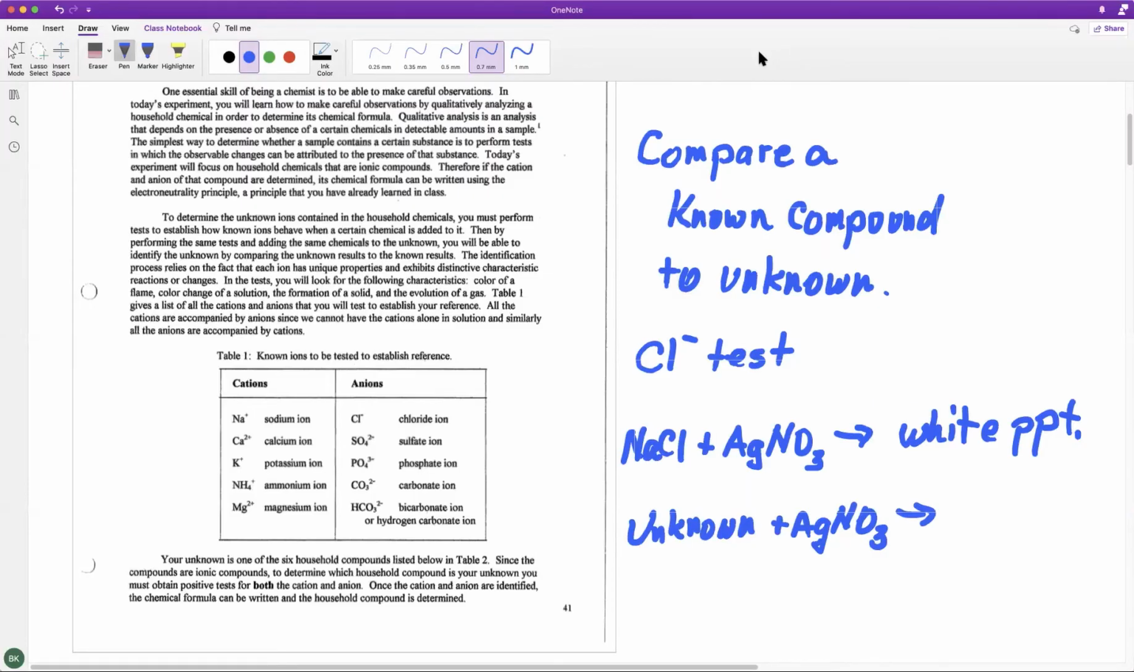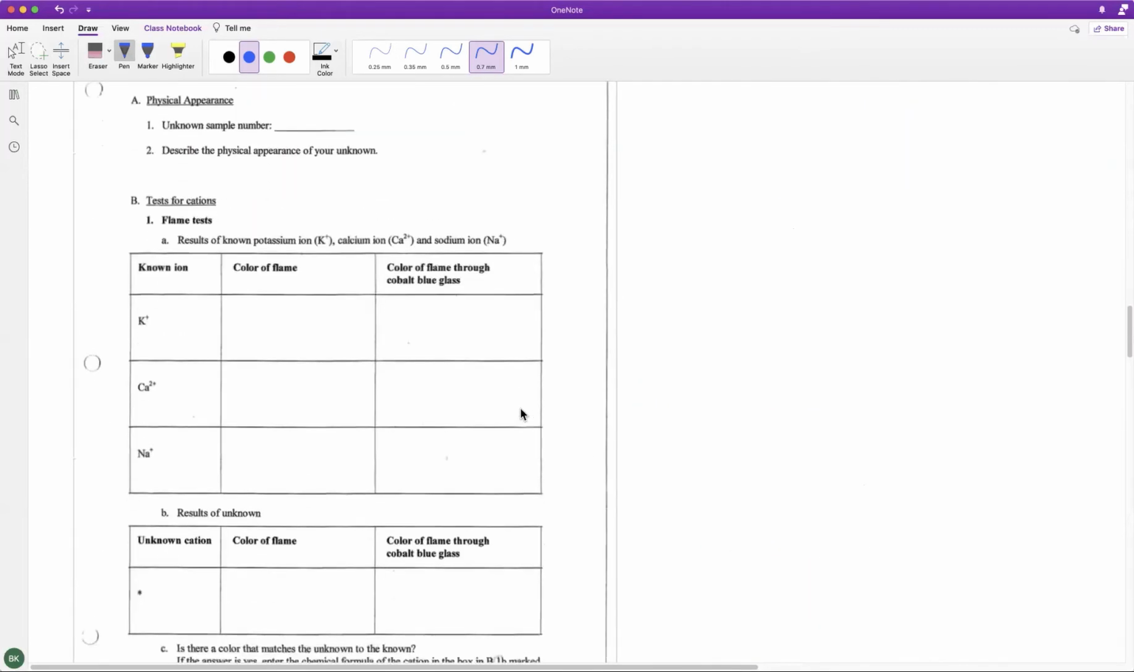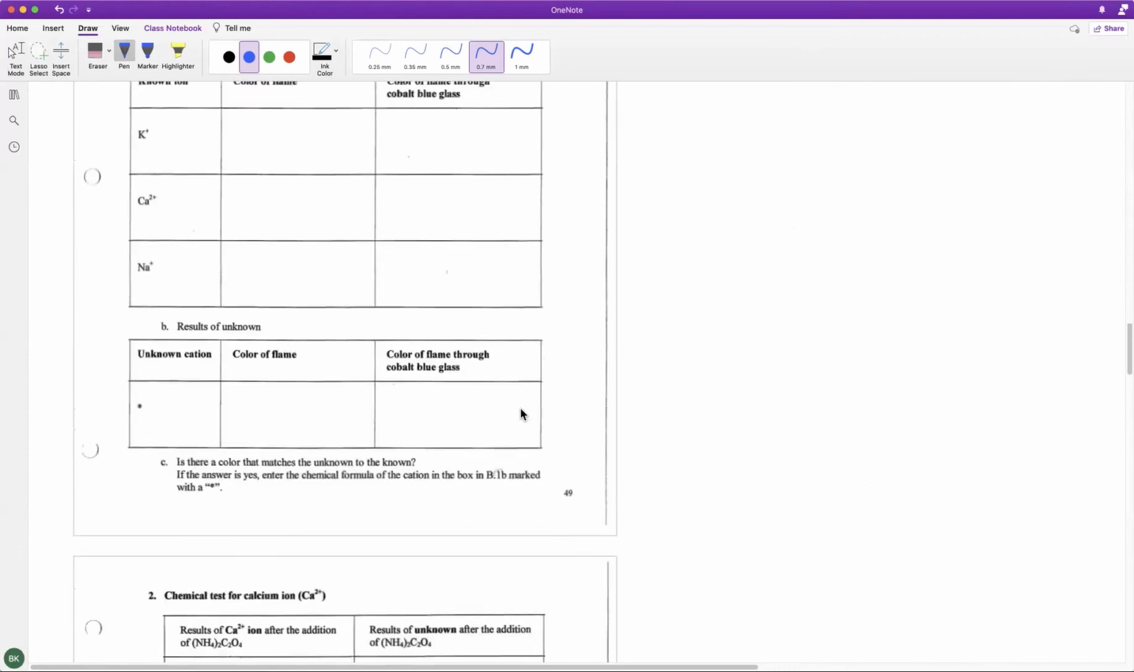Okay, so what we're going to do is compare the chemical reactions between a known compound, something that we know has a particular ion in it, and an unknown compound. Like I said, let's take a look at the chloride test specifically. So if we have, we're going to take in our sample, we're going to take, where is it?